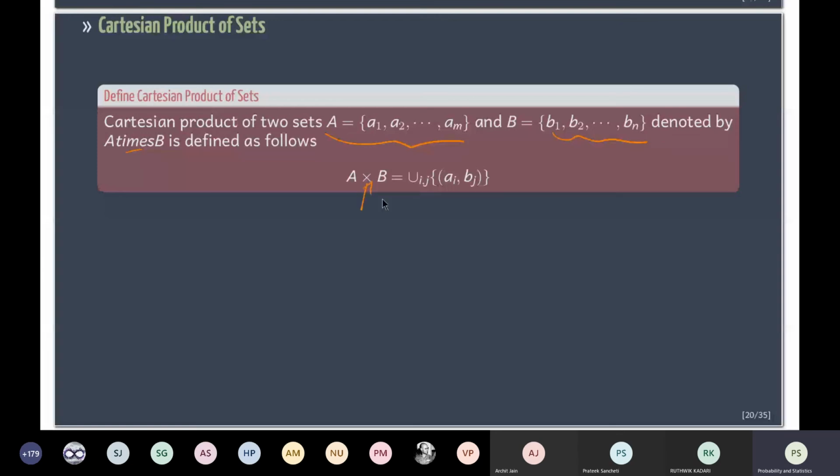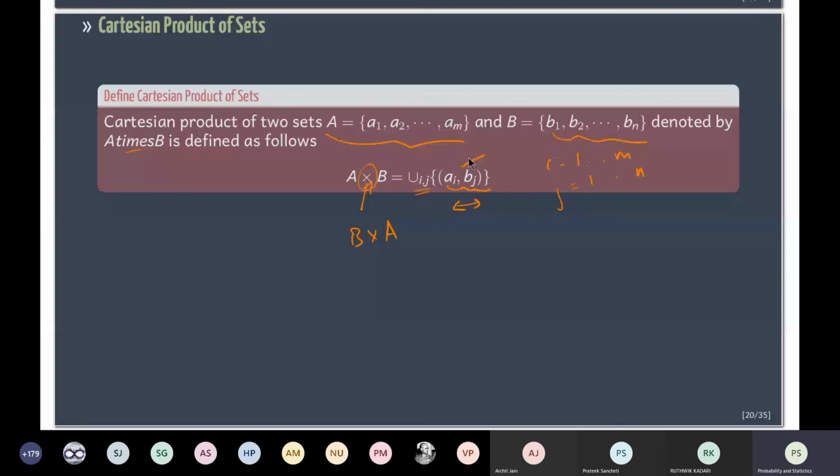This is called the Cartesian product. It is the set of ordered pairs (Ai, Bj), the union over all i, j, where i is running from 1 to m and j is running from 1 to n. So you take all possible pairs. You cannot flip these. You cannot put Bj before Ai. If that is the case, then you have to do B cross A. That's why we call it an ordered pair. So this is the Cartesian product.